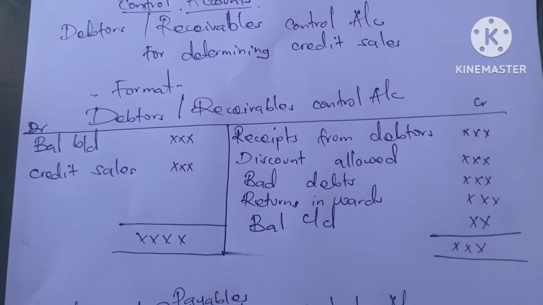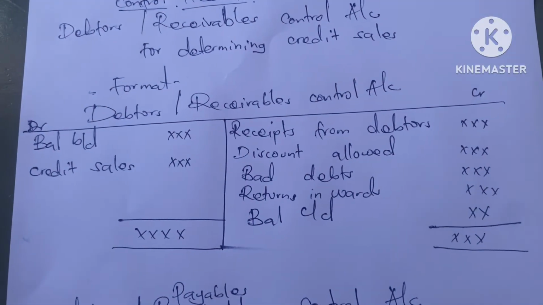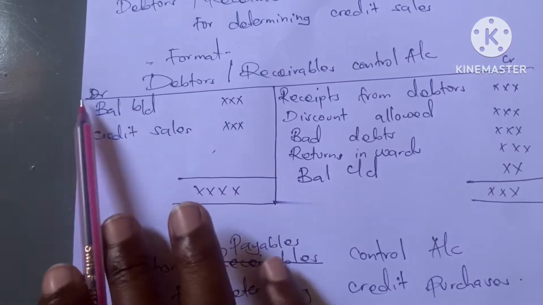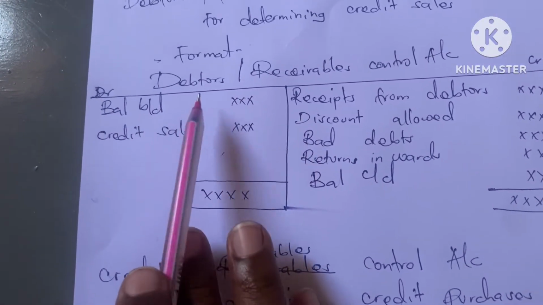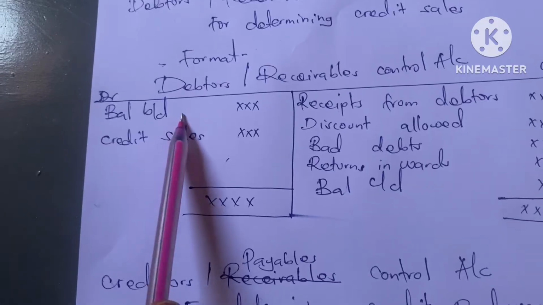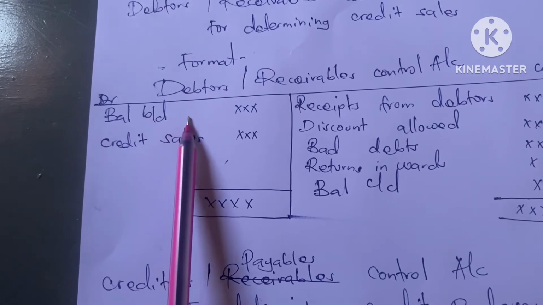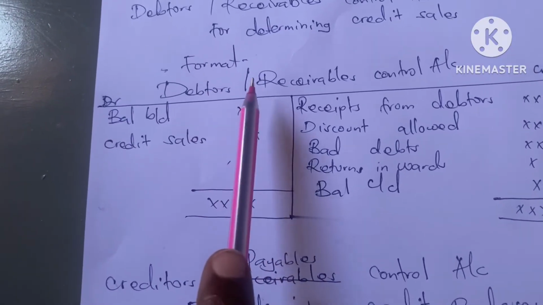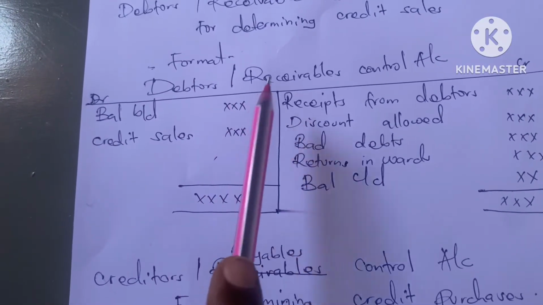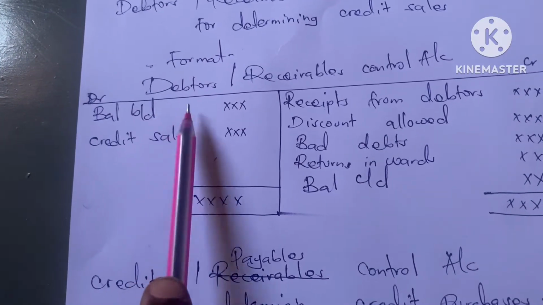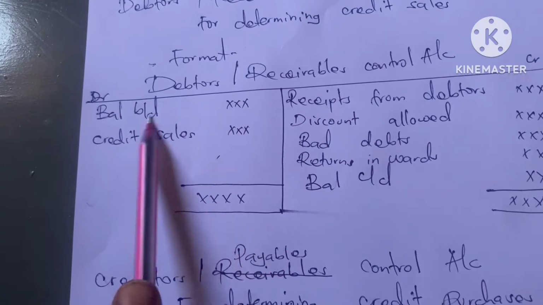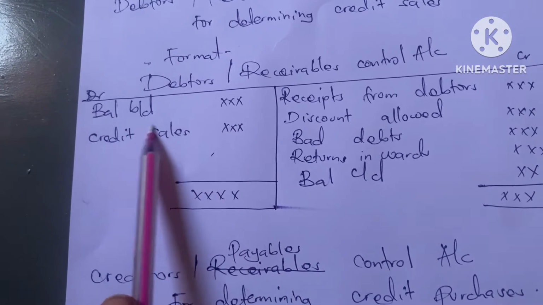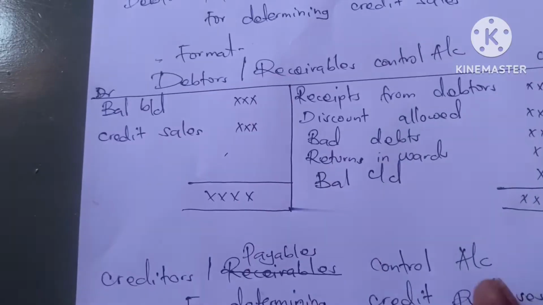So what's the formatting of the debtors or the receivables control account? This is the formatting. On the debit side, we always have the balance brought down, which is the opening balance. We put it this side because debtors are current assets, and assets have a normal debit balance. So we have the opening balance this side, and then the credit sales. Credit sales is what we are always looking for. So we put it this side.